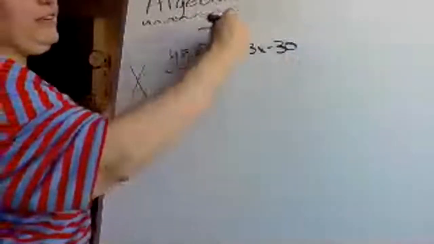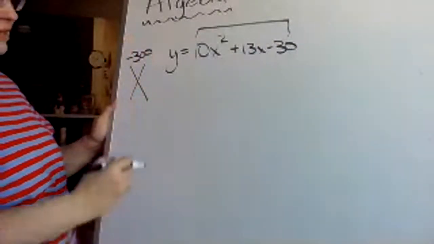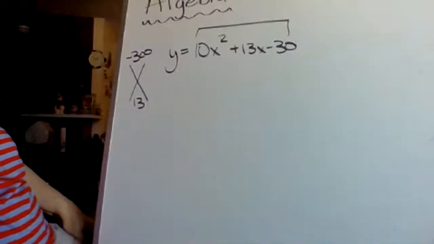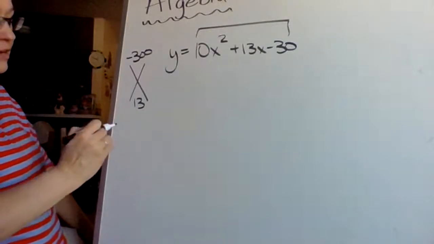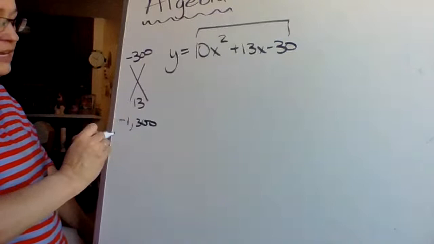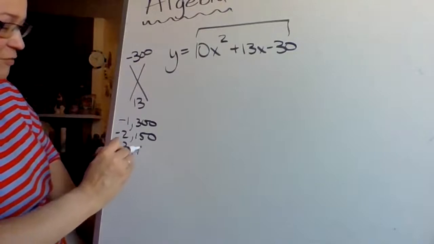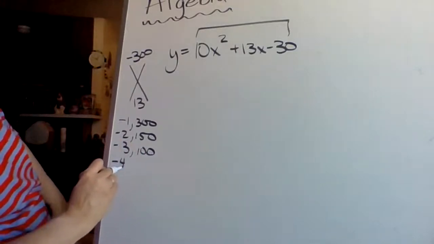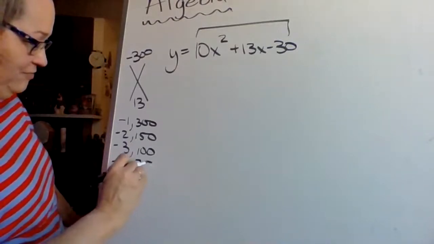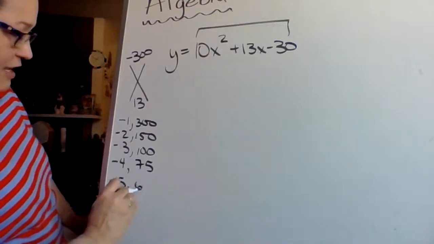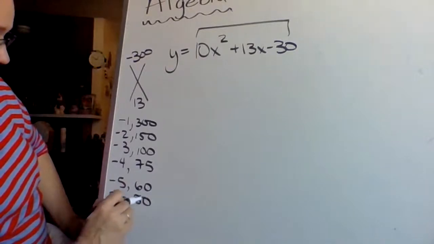Okay, so when I multiply these two numbers together, make sure you see that it's negative 300, not positive 300, and then 13. So again, the bigger number is going to be positive because we have to add together to get a positive number. So negative 1 and 300, negative 2 and 150, negative 3 and 100, negative 4 and 75. Negative 5 and 60, still not close. Negative 6 and 50, still not close.